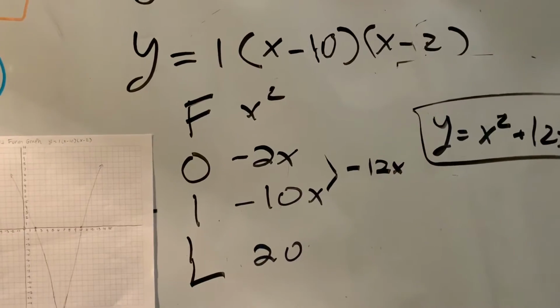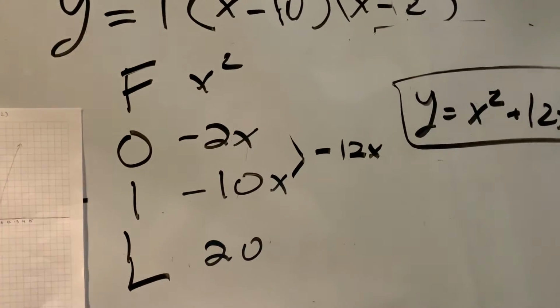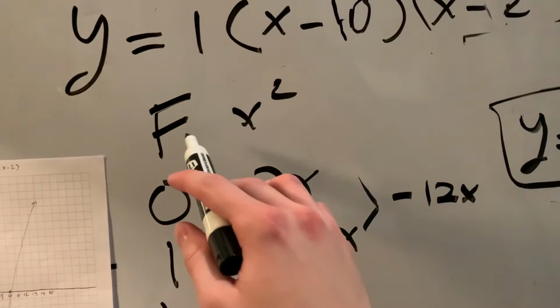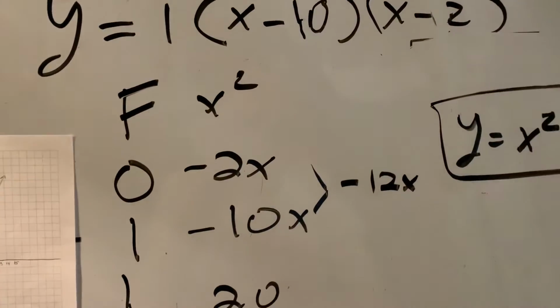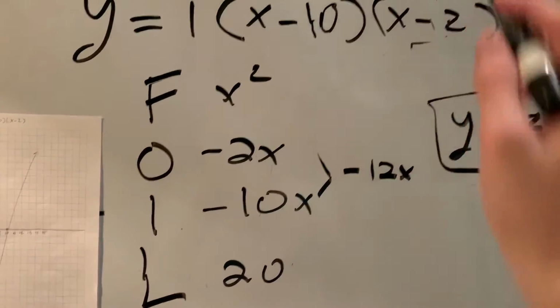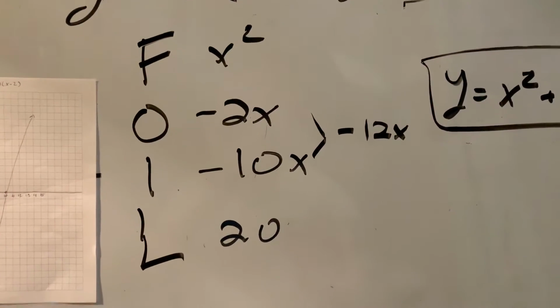All right, our final step for intercept form is changing it from intercept form into standard form. So we're going to be using FOIL for that. As you can see right here, the first, x times x is x squared. Then the outside, x times negative 2 is negative 2x. Inside, negative 10 times x is negative 10x. And the last, negative 10 times negative 2 is 20.